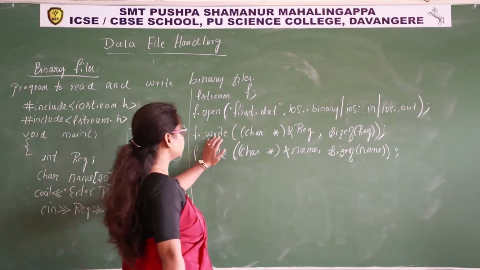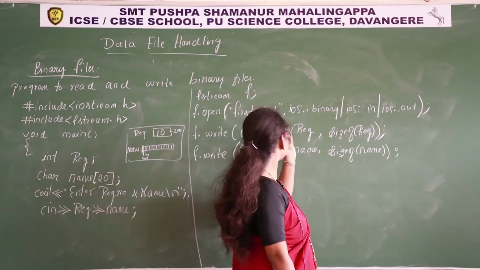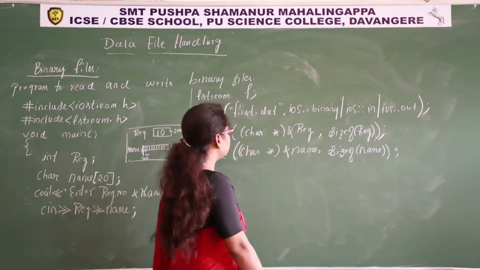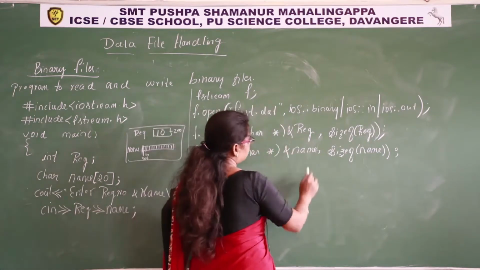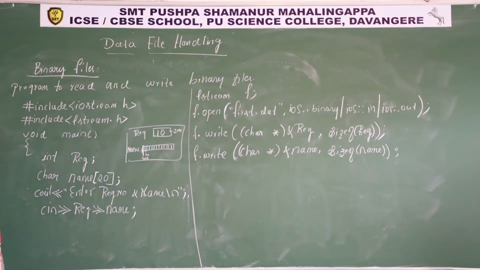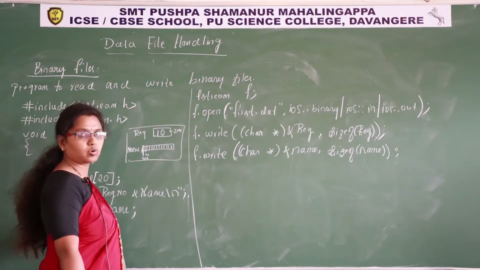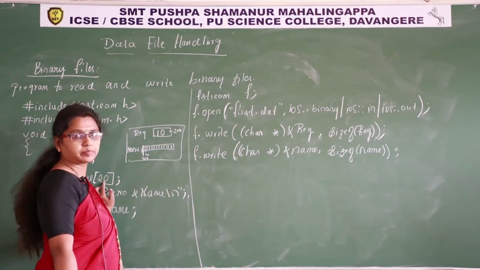To write, we have a function called the write function. So what is the syntax of this? What is the meaning of this syntax? See here, ampersand reg. The file doesn't know how much size each variable requires. Here reg is 2 bytes, name is 4 bytes, sorry, 20 bytes, no?